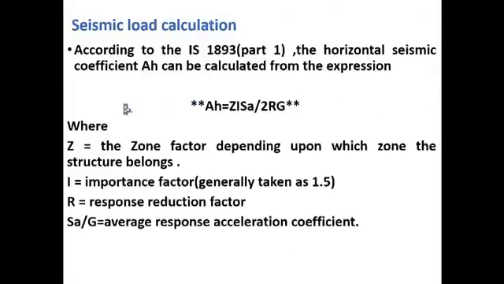Seismic load calculations. According to the IS 1893 Part 1, horizontal seismic coefficient Ah can be calculated from the formula Ah = ZI/2RG × Sa/g, where Z is the zone factor according to the structure belongs, I is the importance factor, R is the response reduction factor, and Sa/g is the average response acceleration coefficient.